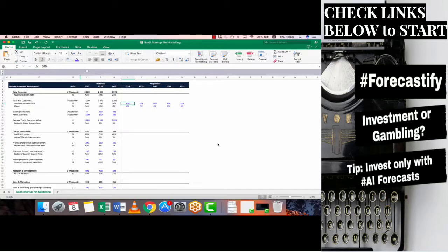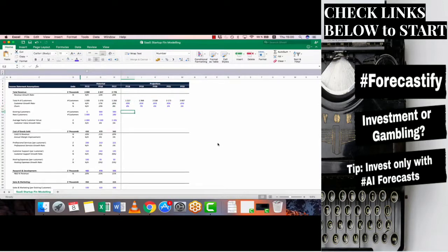Here you go. So our task here is to first of all calculate the number of customers. It's relatively easy, so we take the previous number and we multiply it by 1 plus customer growth rate minus churn this year, and here you go. So this is our total number of customers.